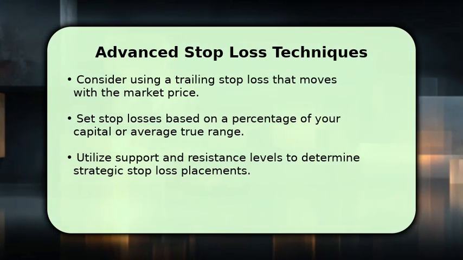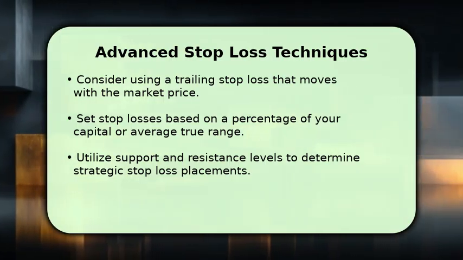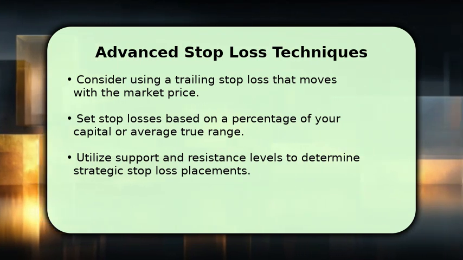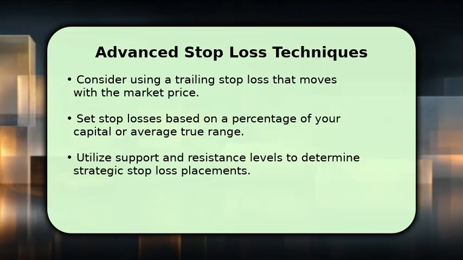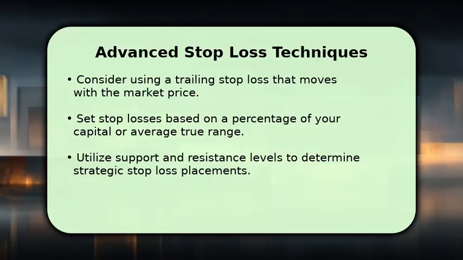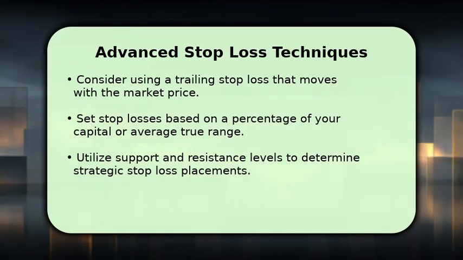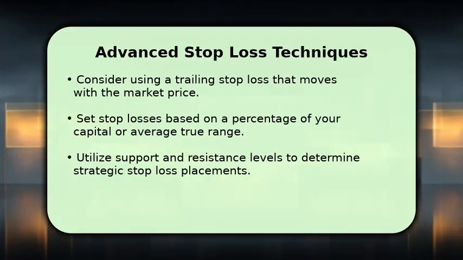For more advanced strategies, consider using a trailing stop loss, which automatically adjusts as your trade becomes profitable, locking in gains. You can also set stop losses based on a fixed percentage of your trading capital, perhaps 1 or 2%, or use indicators like the average true range for dynamic placement. Placing your stop loss just below key support levels or above resistance levels can also be highly effective.